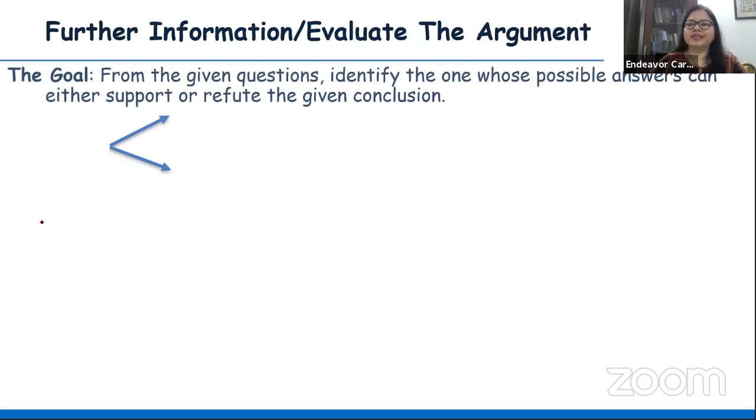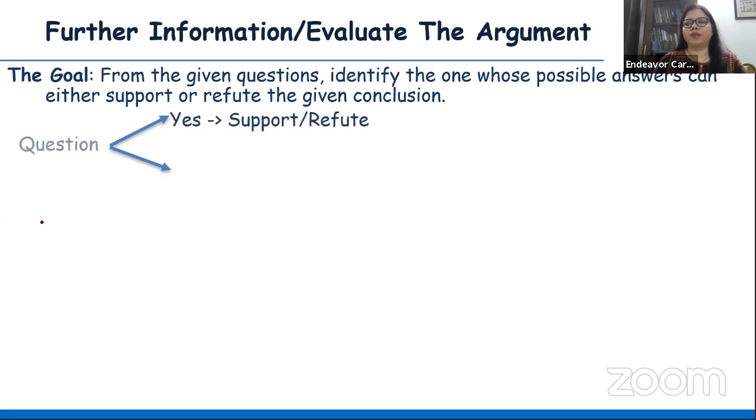Here is a slightly different question, maybe not much tested, but could be tested, could appear in your passages. And this is also part of critical reasoning, just as inference questions are a part of your critical reasoning. What is this question called? Further information. Okay. Further information can also be called evaluate the argument, assess the main idea of the author, right? So what are we looking for here?